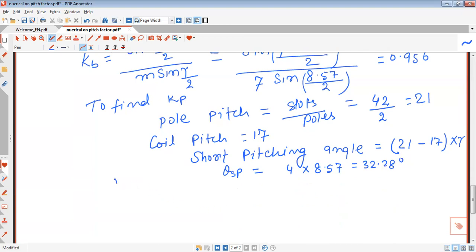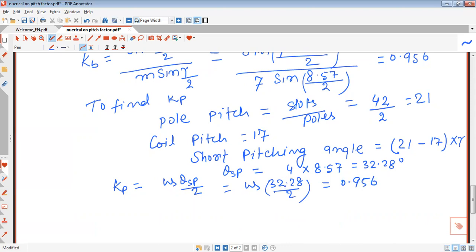Now pitch factor Kp is equal to cos of theta sp divided by 2. So cos of 32.28 divided by 2, and after solving this we get 0.956. So Kp is also coming 0.956.